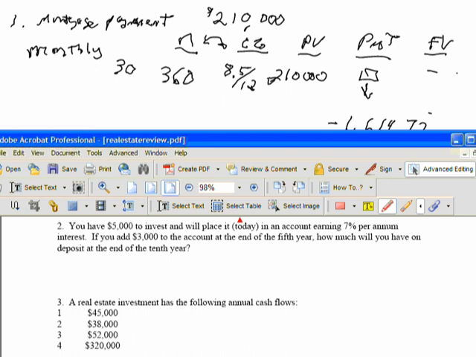So this is a future value of a lump sum problem, or 2 future values of lump sum problems. The future value of $5,000 in an account earning 7% for 10 years, and then the future value of $3,000 placed in an account for 5 years. And we want to know what we'll have total from both those investments or deposits at the end of the 10th year. So let's set this up.